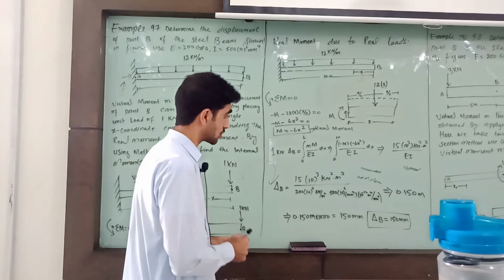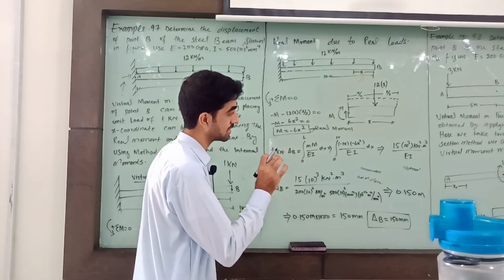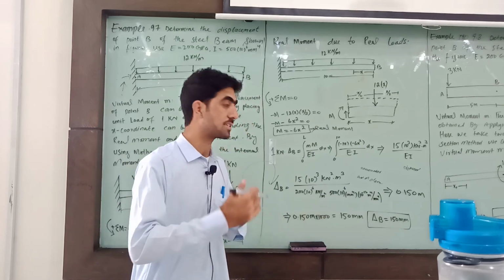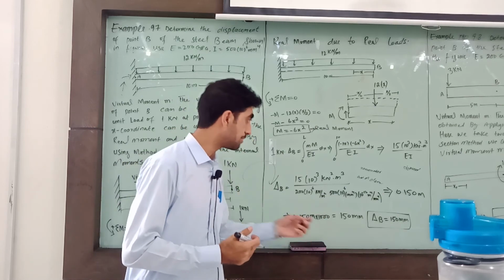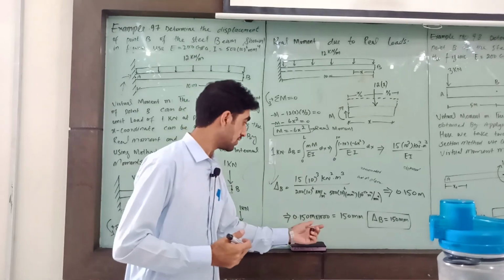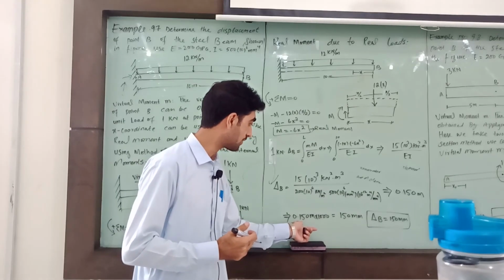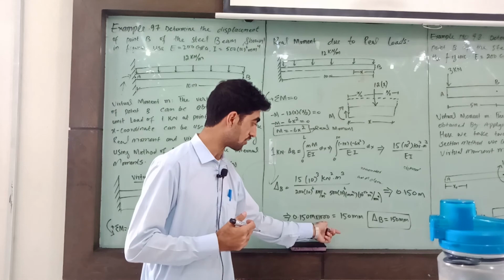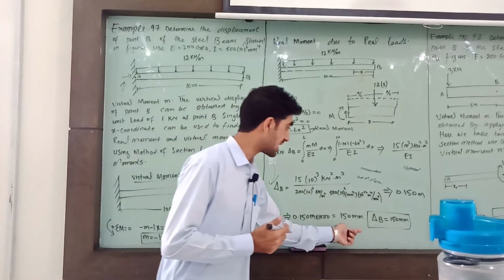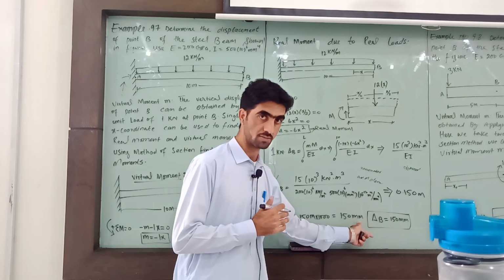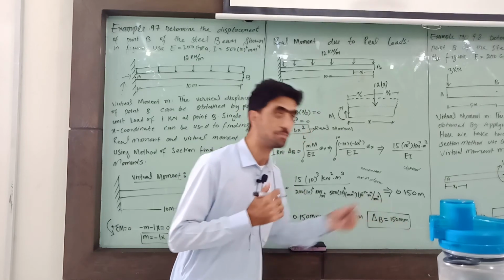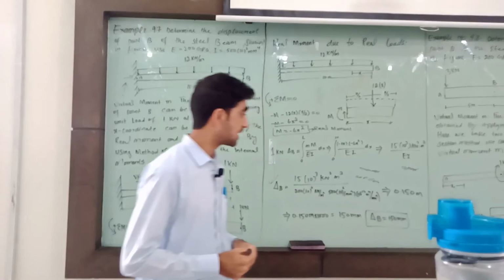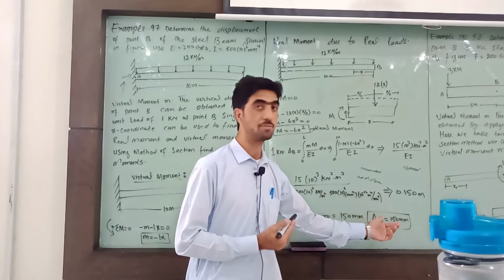Okay, so this answer of 0.150 meter we convert to millimeter. So how to convert meter to millimeter? When we convert meter to millimeter, we multiply the answer 0.150 meter by 1000, so lastly we obtain 150 millimeter. Okay, so delta B is equal to 150 millimeter. We obtained this answer. So what does delta B of 150 millimeter mean?